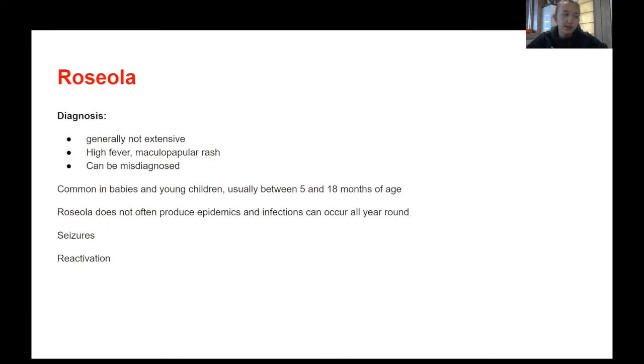So roseola is especially common in babies and young children, especially between the ages of 5 months and 18 months. And most people are likely to have had it or been exposed to it by the age of 3 years old. Roseola does not usually produce epidemics, and infection can generally occur at any time of the year.